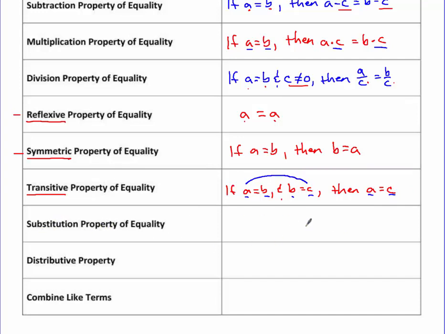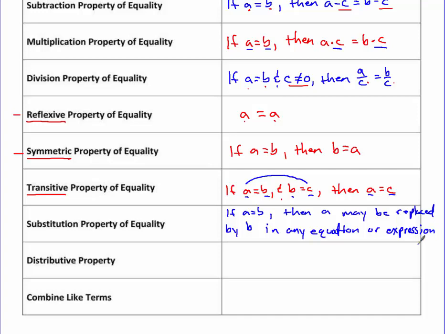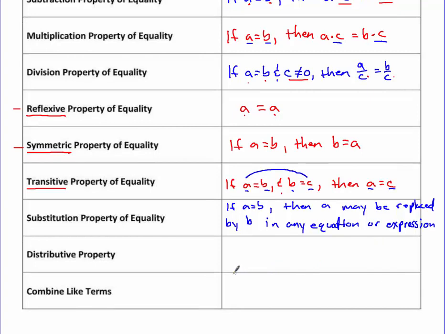Okay, substitution property of equality. This one's kind of long, so we're going to write it a little smaller. It says if A equals B, then A may be replaced by B in any equation or expression. And that's just like when we find out what x equals, right? We find out x equals 2, well then we go plug 2 back in everywhere there's an x because we're substituting it.